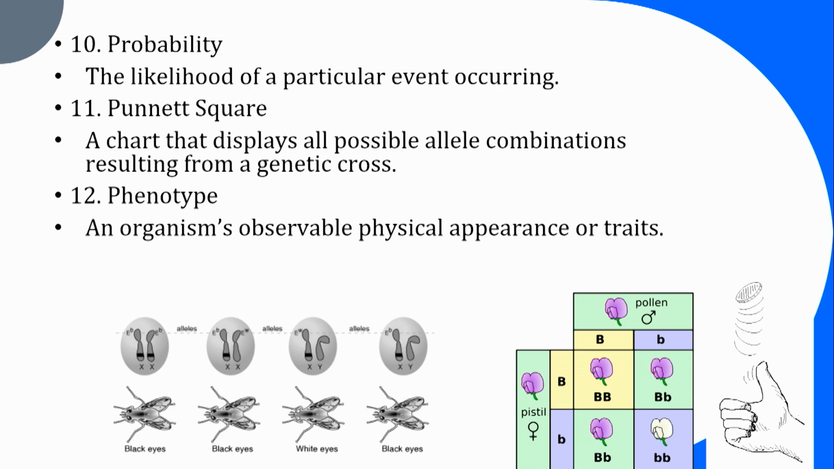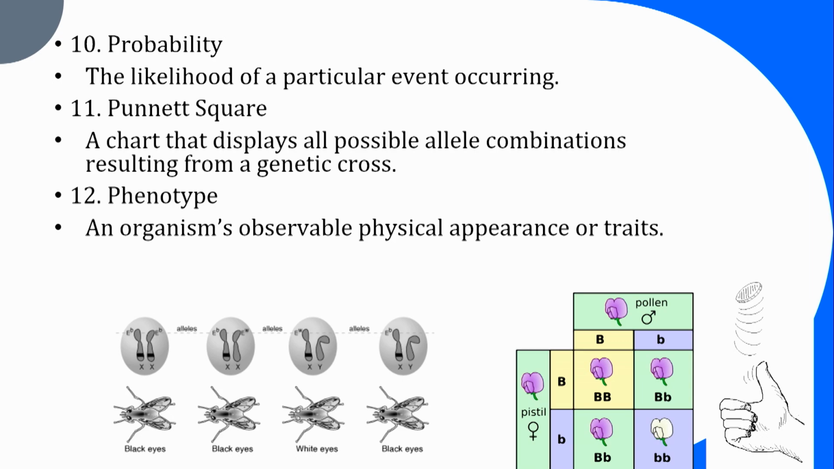So 10 is probability. Probability is the likelihood of a particular event occurring. And when we're doing these Punnett squares, that's what we're dealing with as probability, okay? So the next term, number 11, is a Punnett square. A Punnett square is a chart that displays all possible allele combinations resulting from a genetic cross. And we're gonna do some practices on Punnett squares as this unit continues. So just hang in there with me and we'll get some examples, okay?